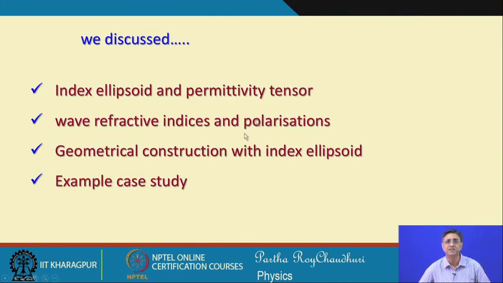So, in this section we have discussed the index ellipsoid, its construction and geometry, and the corresponding permittivity tensor. By this geometrical construction we have discussed how to extract the wave refractive indices and the polarization directions, the value of the electric field and the displacement field. Then we talked about the example cases, which we will discuss in more detail in the next section. Thank you very much.